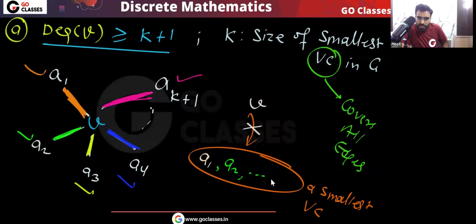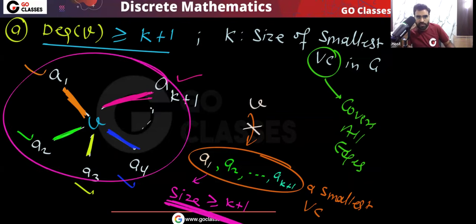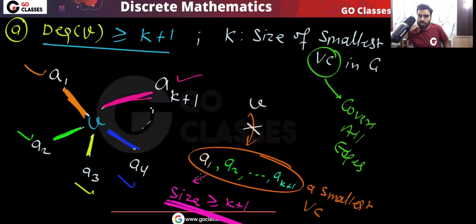So, did you notice that? What will be the size of this smallest vertex cover? That will be at least K plus 1. Do you agree with me? To cover all these edges, at least these K plus 1 vertices I need to take. So the size will become at least K plus 1.